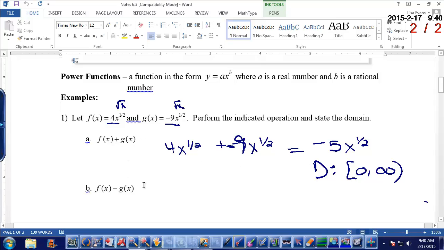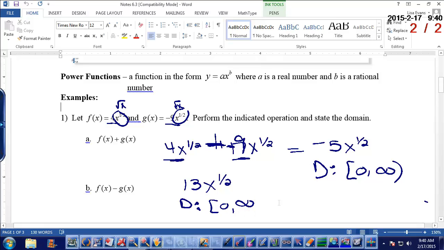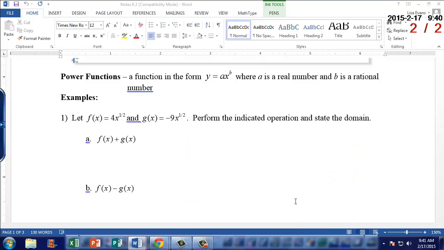Okay, now let's go ahead and try the next problem. This time we're going to subtract. So we have this function, and I'm going to subtract them. So we have minus a negative becomes plus positive. So we have 13x to the 1/2. There's nothing I need to simplify here, and our domain is going to be the same thing. We have x to the 1/2, x to the 1/2, and x to the 1/2. So our domain can be 0. It just can't be a negative number, so that's why I get the bracket, and it could be any positive number.